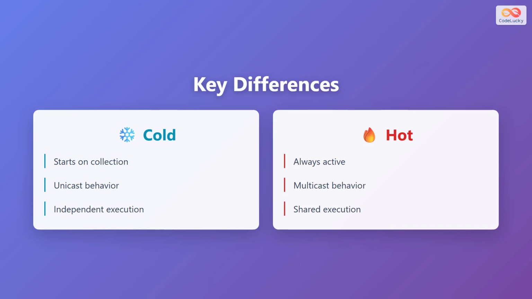Let's summarize the key differences. Cold flows start execution only on collection, exhibit unicast behavior where each collector gets independent execution, and run separately for each collector. Hot flows are always active, exhibit multicast behavior where all collectors share the same stream, and have shared execution across all collectors. Choose cold flows for on-demand operations and hot flows when you need to share state or broadcast events to multiple observers.